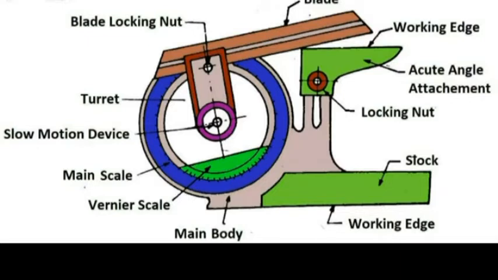So the vernier bevel protractor is a simple angle measuring instrument which consists of a main body, base plate, stock, an adjustable blade, a circular plate containing the vernier scale, and an acute angle attachment. This figure shows a vernier bevel protractor with acute angle attachment. The body of the vernier bevel protractor is designed in such a way that its back is very flat and there are no projections beyond its back.